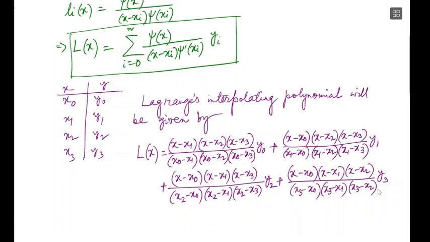Here you see each of the terms is a product of 3 linear factors of x. So, each one is a polynomial of degree 3, and it is very easy to remember because the terms are very much similar. In the first one we have omitted x minus x0, and the denominator is obtained by putting the x value x0. The constant coefficient is y0. In the second term we have omitted x minus x1, and in the denominator x is replaced by x1. Similarly for the other two terms.